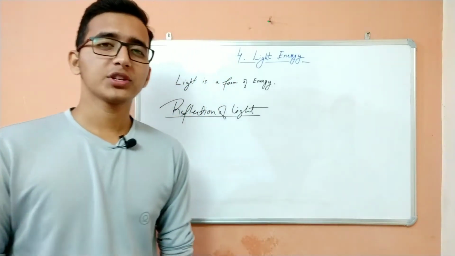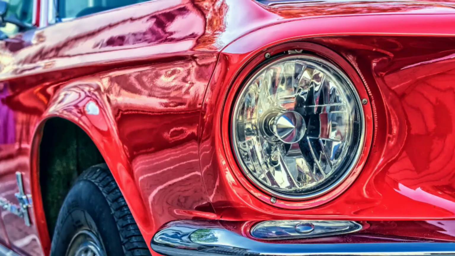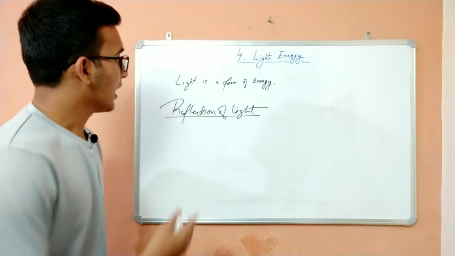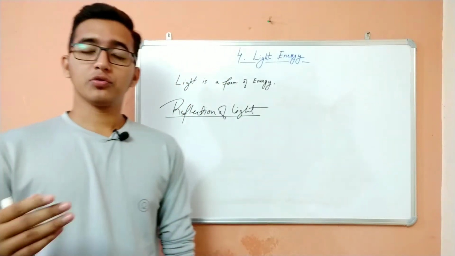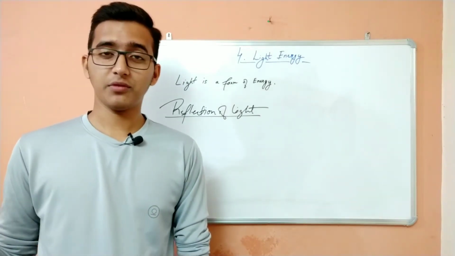You also find reflection of light on other polished surfaces. Suppose a polished car or a polished bike. You find reflection of light over there too. So, reflection of light, you find it in various places in your surroundings.